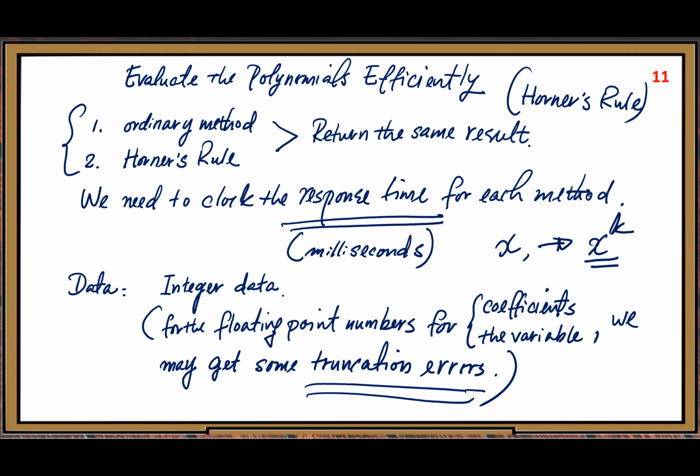Now, for this project, I would like to switch to integer data. Then we have no truncation, right? When you do integer multiplication, you do not have any truncation. Our computer keeps all the digits. Then when we compare the results of these two methods, they should be exactly the same. All the digits must be exactly the same. So for that reason, I picked the integer data to avoid possible truncation errors.